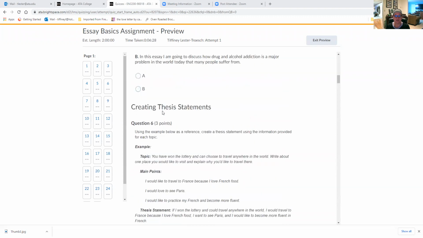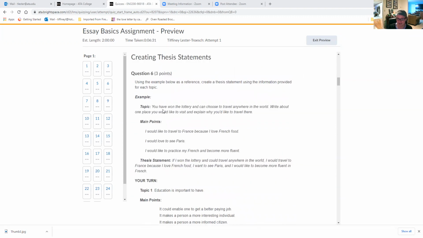The next section is creating thesis statements. Okay, this is questions 6 and 7. So you're going to have this example here for both of them. It's the same example. You're given a topic, you're given 3 main points, and then you have to come up with the thesis statement. So our example here says, our topic, you have won the lottery and can choose to travel anywhere in the world. Write about one place you would like to visit and explain why you'd like to travel there.